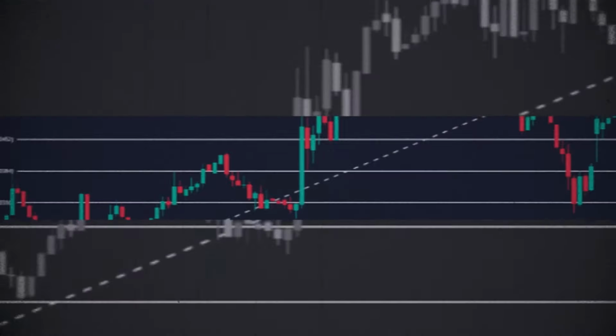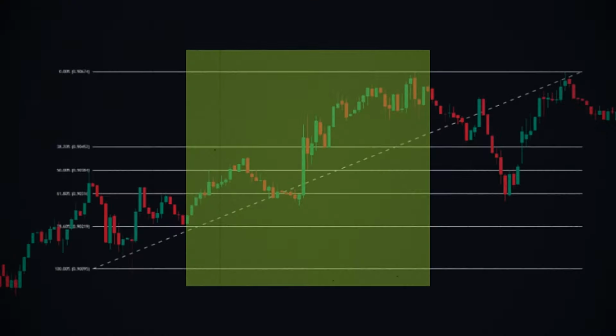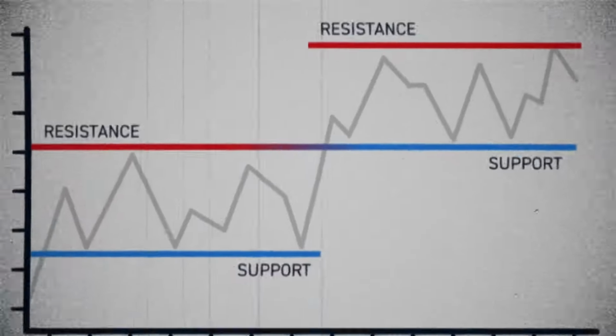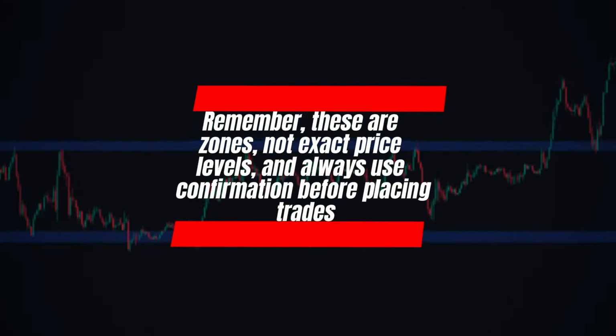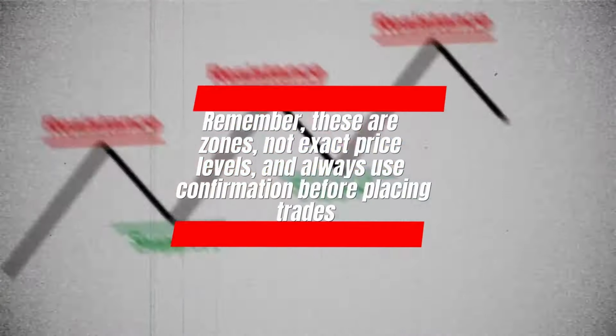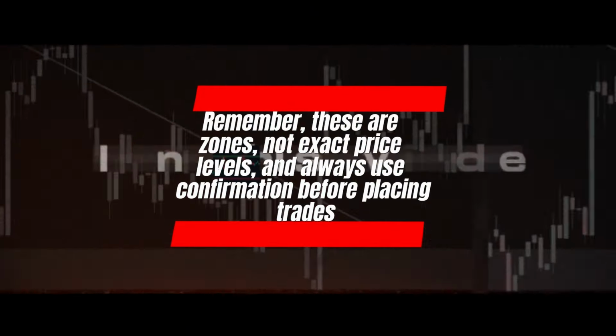To recap, understanding support and resistance is fundamental to successful trading. These levels act as psychological barriers, guiding price action and helping traders identify potential entry and exit points. Remember, these are zones, not exact price levels, and always use confirmation before placing trades.